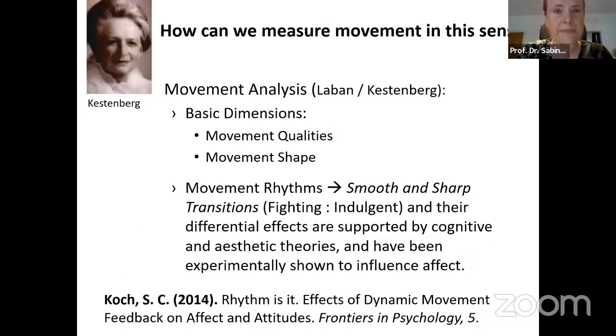It's applied, I already said that. Kestenberg basically looks at 2 dimensions, the movement qualities and the movement shapes. And part of the movement qualities are the movement rhythms, which are unconscious movements that we all use. And she distinguishes 10 of those patterns in a developmental sequence, and they are characterized by being either an indulgent or a fighting rhythm, which has either smooth or sharp reversals or transitions in the rhythm itself. We'll see more about that in just a minute.